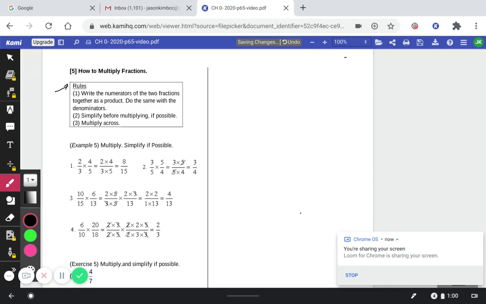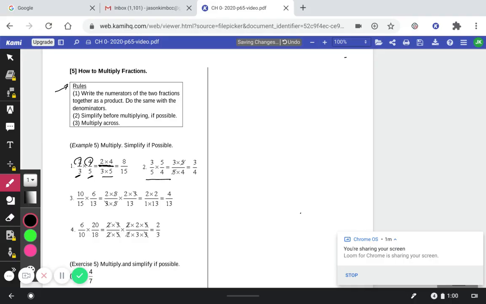So when you multiply 2/3 by 4/5, you write 2 times 4 as the numerator and 3 times 5 as the denominator, and then you multiply. So 2 times 4 is 8, 3 times 5 is 15. You do not reduce any of the factors because there are no common factors.